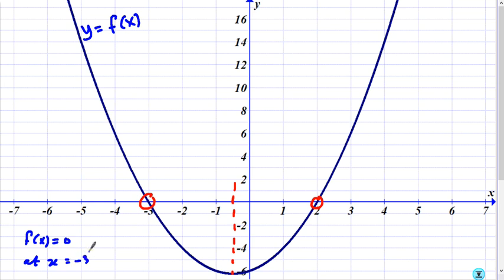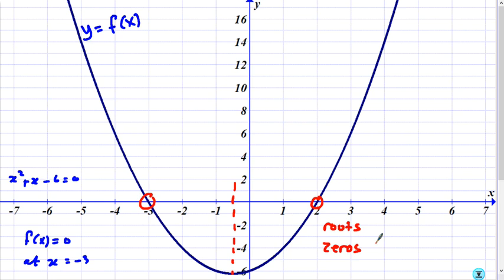So, this is a solution of the quadratic equation, which is x squared plus x minus 6 equals 0. And the other solution is this point, which is 2. Those 2 points that cross the x-axis are called the roots of the equation or the zeros of the function.